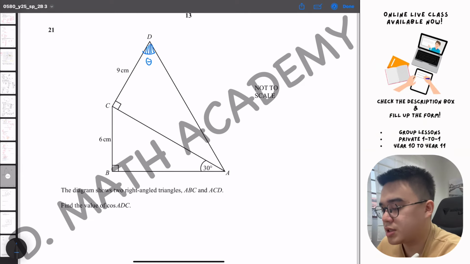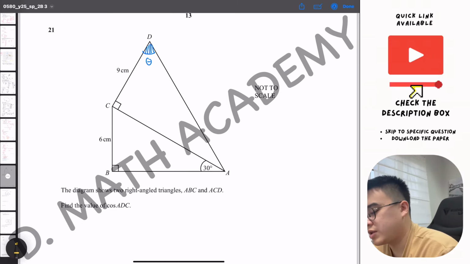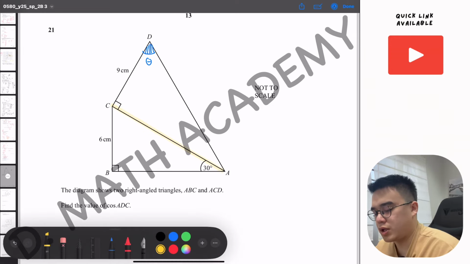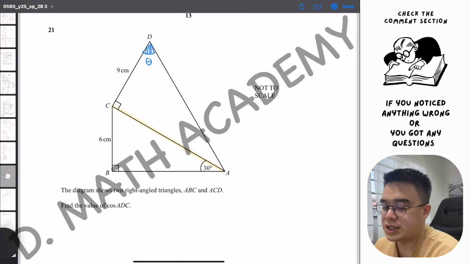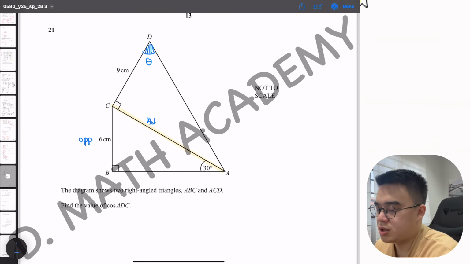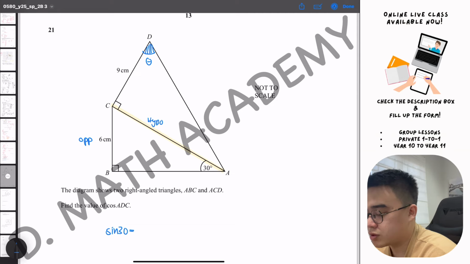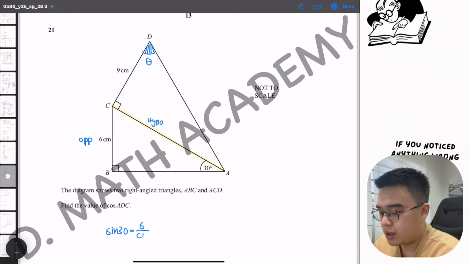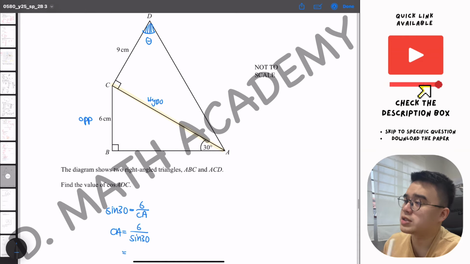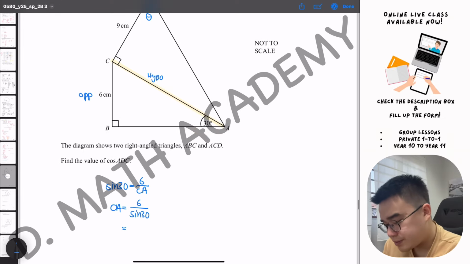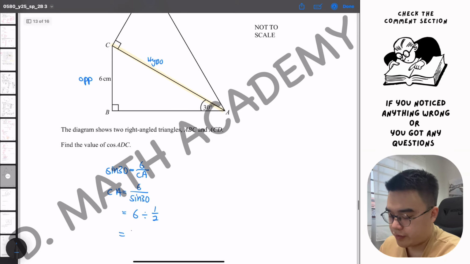Wow, so tedious. Okay, so I've planned out in my mind what to do. I'm going to find this first, focusing solely on the bottom triangle only. Looking at the bottom triangle, 6 is my opposite. This is my hypotenuse, making me only have one option, which is to do sine 30 degrees equals 6 over CA. To make CA the subject, you will get 6 over sine 30. And now you have to memorize, based on my calculation, sine 30 is actually 1 over 2, making the answer 12.